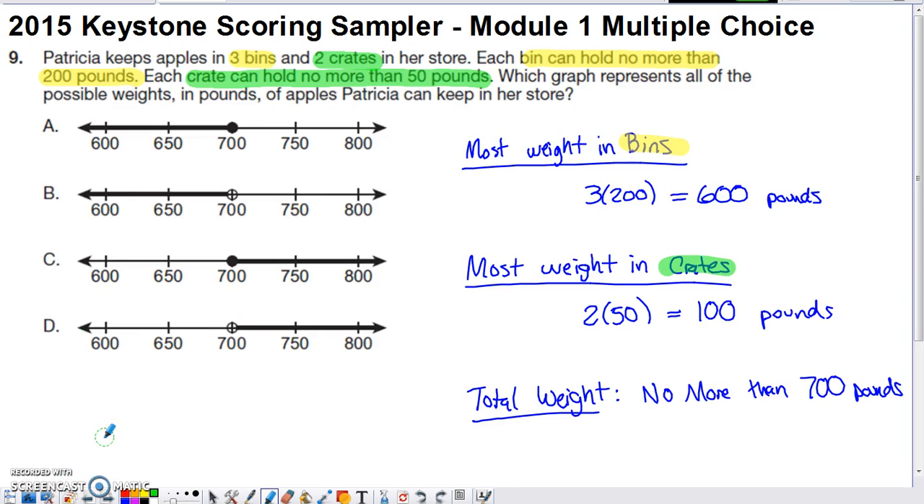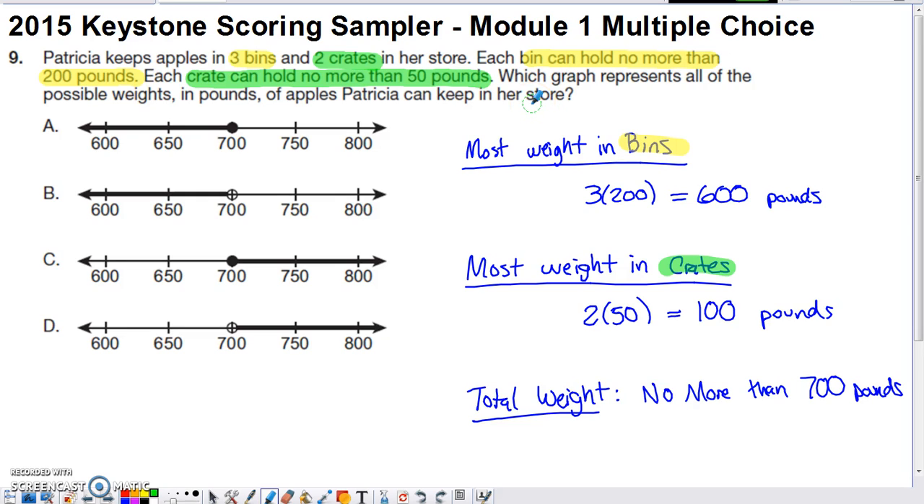Problem number 9, a little story problem here. So someone keeps apples in 3 bins and 2 crates in her store. It tells us that each bin can hold no more than 200 pounds. Each crate can hold no more than 50 pounds. Which graph represents all the possible weights in pounds of apples that Patricia can keep in her store?